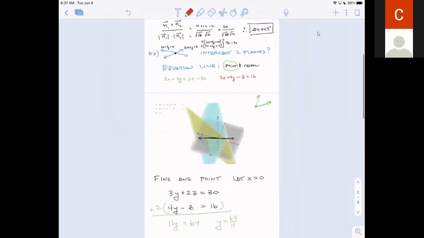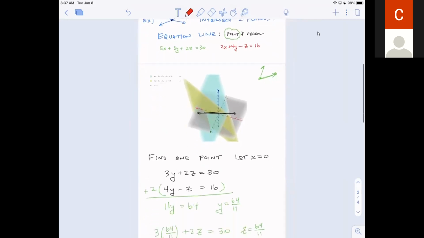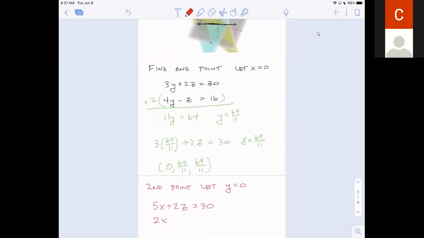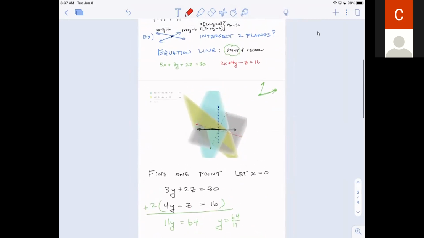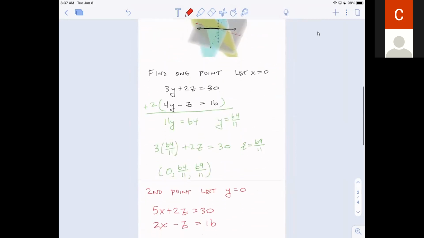If y is 0, don't I get 2x minus z equals 16? So I'm going to take, I blew it. For the 11y equals 64, I got 11y equals 62, I think, because as we multiply that 16 by 2 to be 32, and then add the 30, I think. 32, oh, good job. That would have been no fun. It's close.